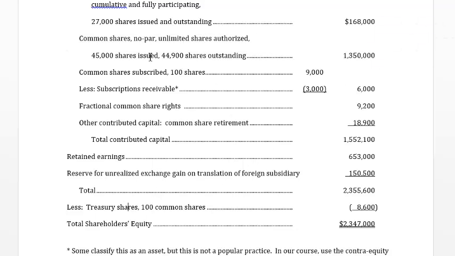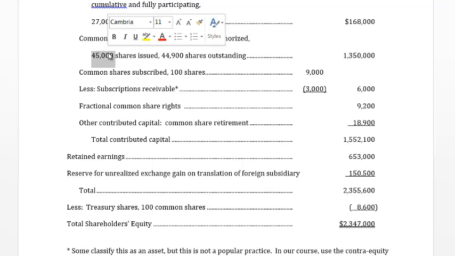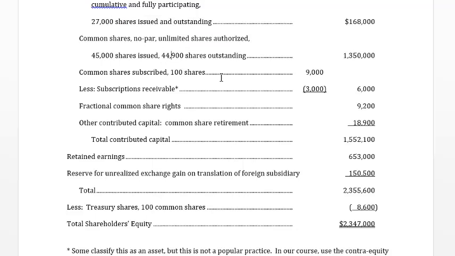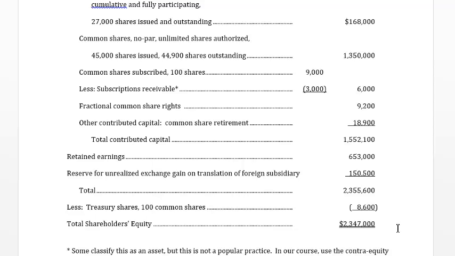So you see here we had 45,000 shares issued, but only 44,900 outstanding. That's because there were 100 shares being held in treasury. So of these 45,000, the company bought back 100 and they're hanging on to them. So we normally show that contra equity account as a very bottom line here before we total our shareholders' equity, which would be at $2,347,000.